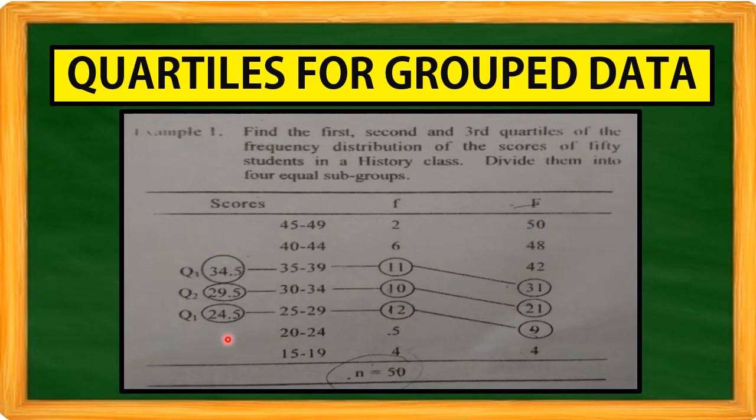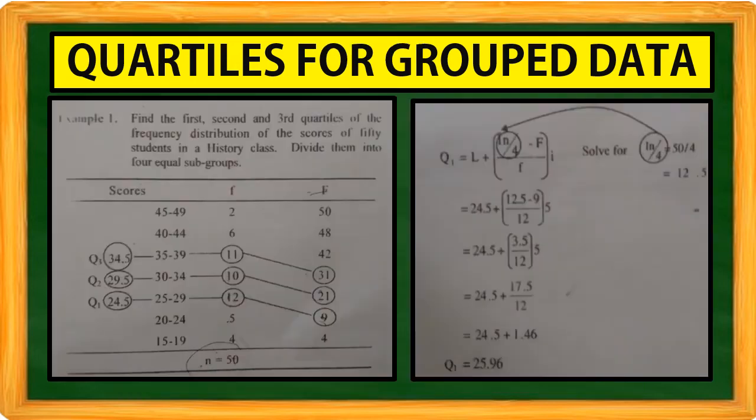Ito po siya yung lower limit. Ipapakita ko din po maya kung paano to nakuha yung lower limit. And this one is the number of samples, 50 po siya. Ang interval po is andito sa 15, 16, 17, 18, 19. So 5 po ang interval. So let's proceed to the computation.